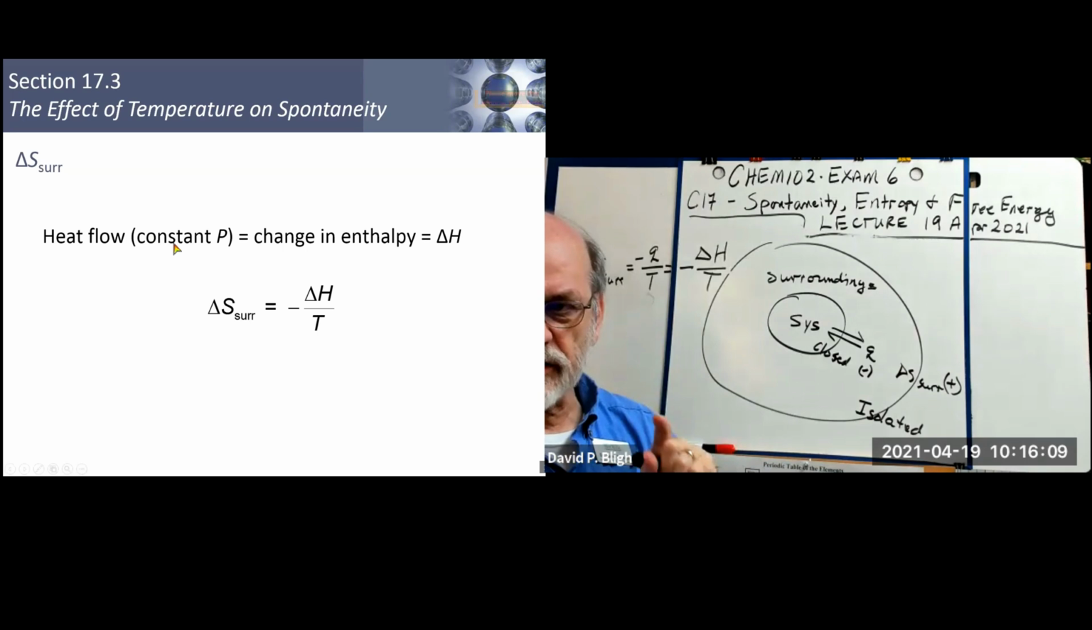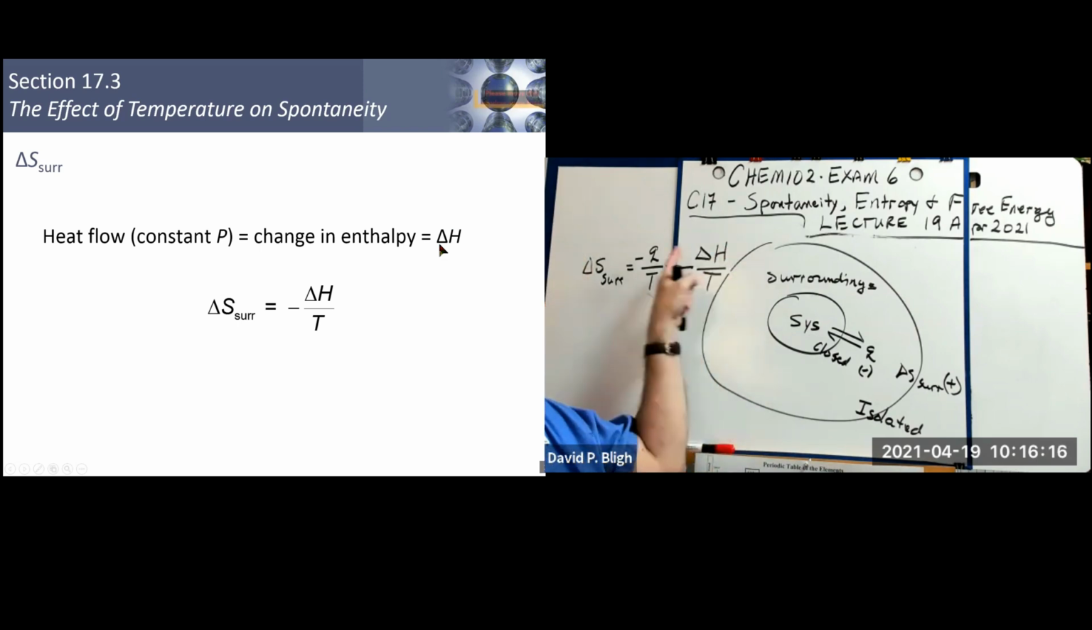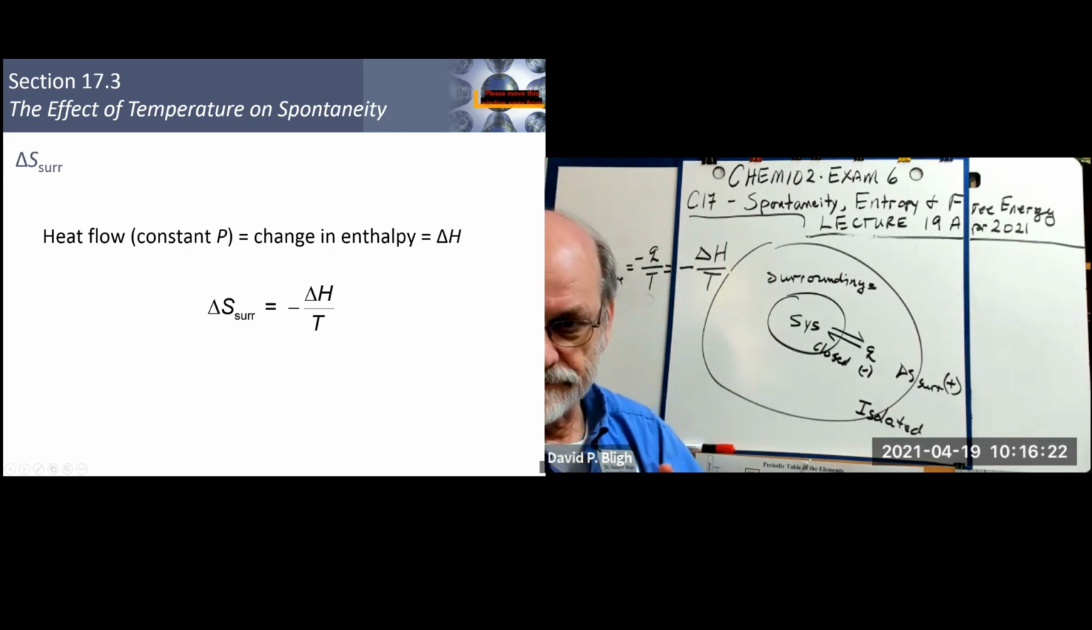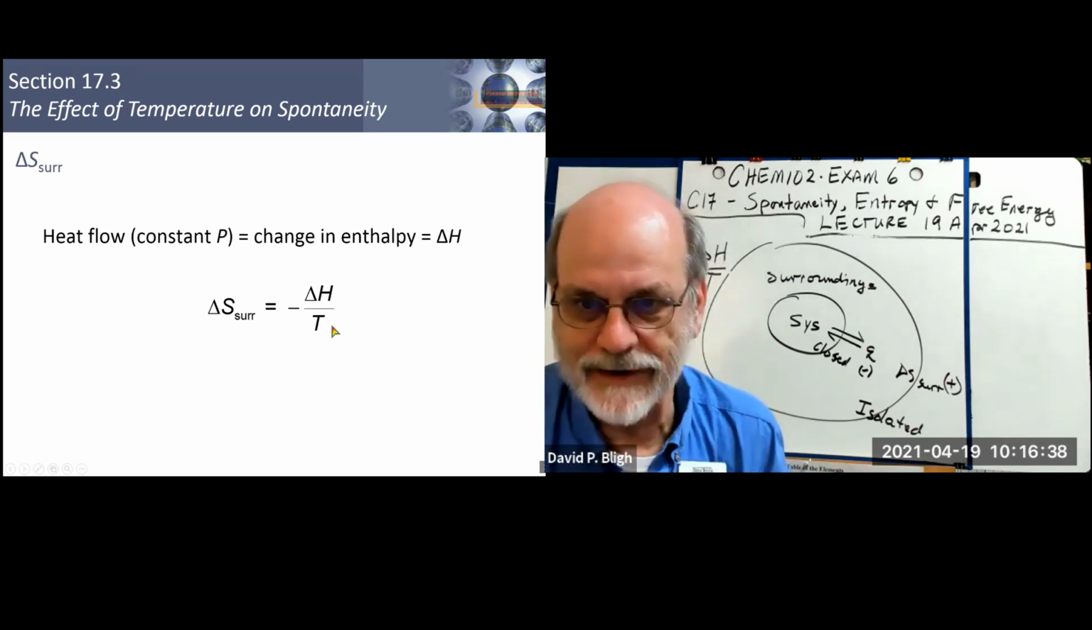This constant pressure is very important because the only time that delta H is equal to Q is under conditions of constant pressure. All right, so there's your first formula. The delta S of the surroundings equals minus delta H over temperature. And this is in joules, and this is in K. It has to be. There's no choice about that one.